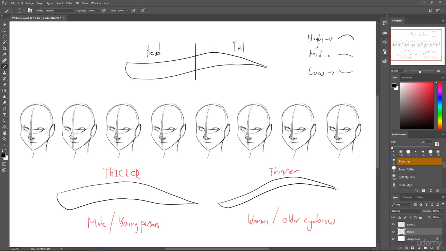So starting here, let's start with a subtle low brow. And the character doesn't look too impressed. Looks a little bit angry or a little bit upset. Here we can do a neutral brow. And as expected, that looks pretty neutral. How about a higher brow? I'd say that makes this character look a little bit more optimistic.